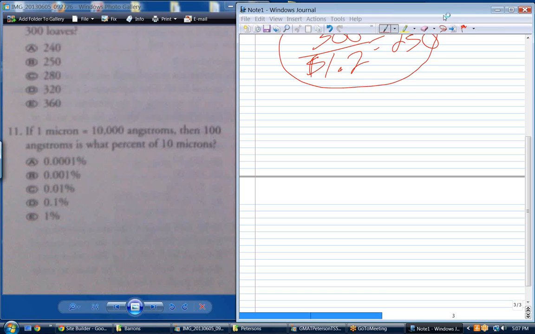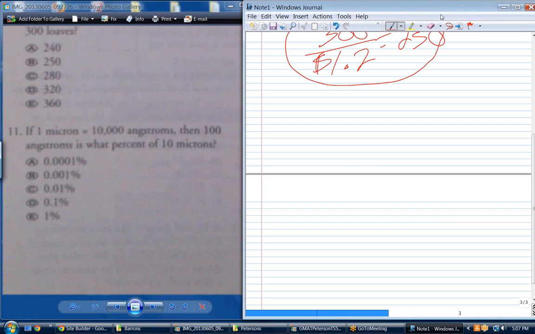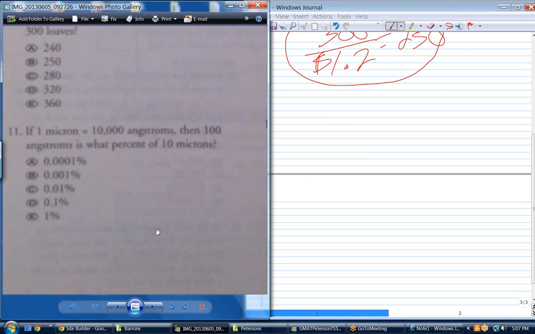That would be 30,000 divided by 120, you know? Right. Okay, number 11. 1 micron equals 10,000 angstroms. Then 100 angstroms is what percent of 10 microns?